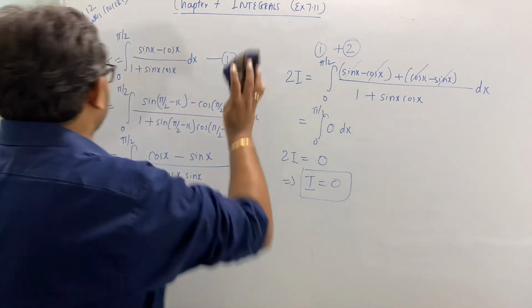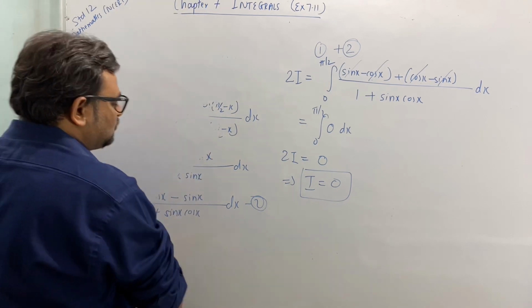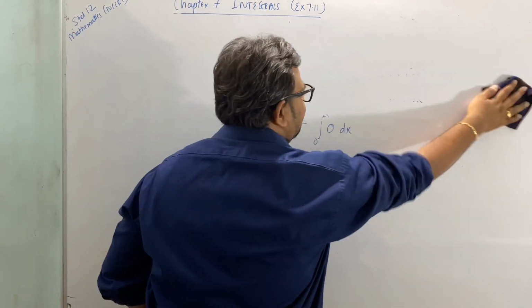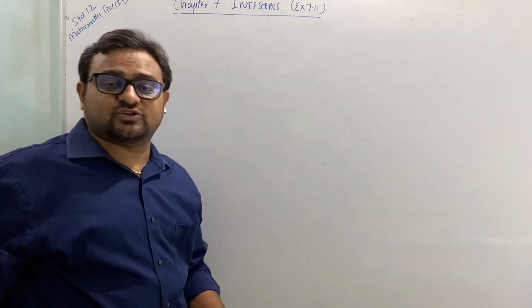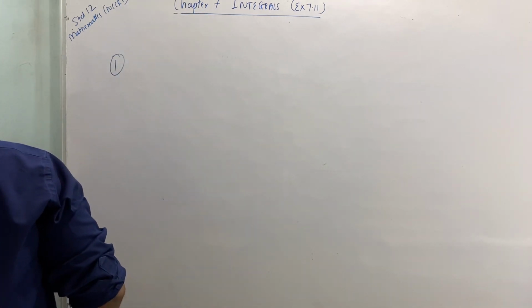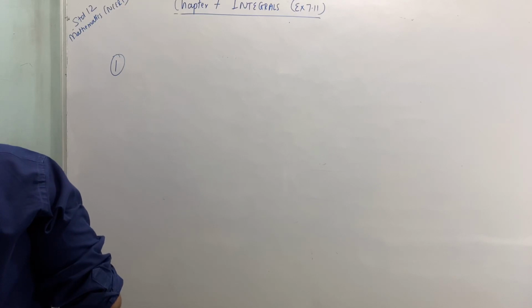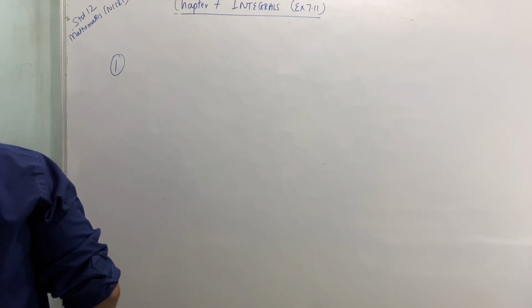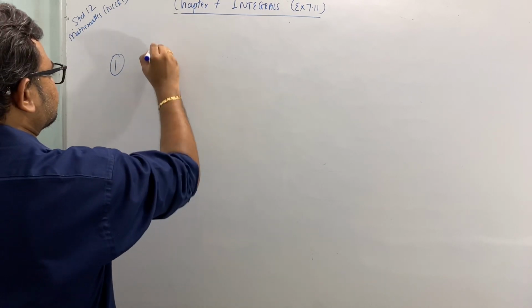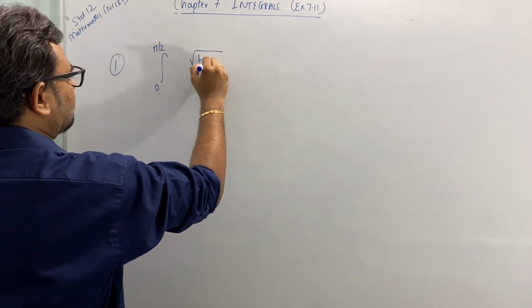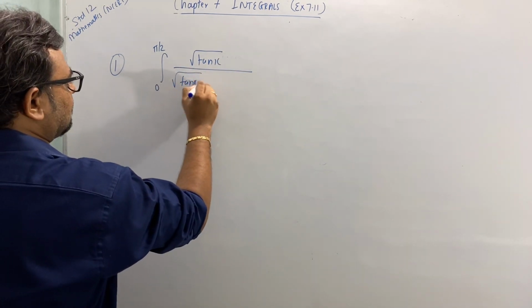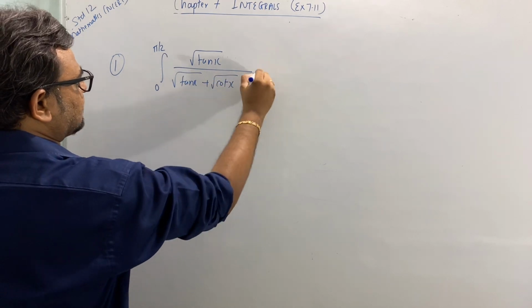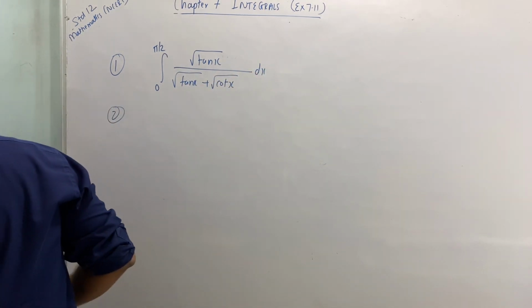Okay, students. Now I am giving you some extra questions for yourself. You have to solve them on the basis of the property of definite integration. The first is the integration from 0 to pi by 2 of root tan x upon root tan x plus root cot x dx.